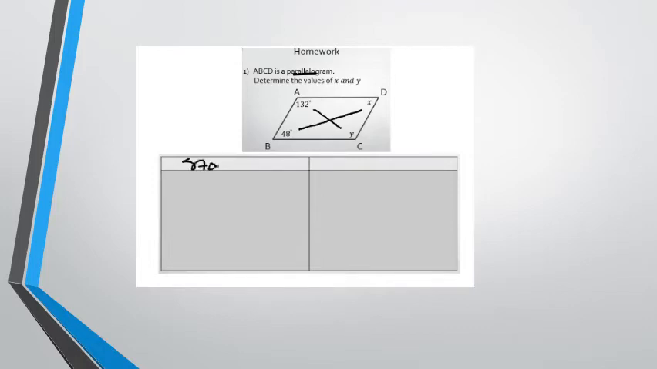Statement and reason. And then I'm going to start by saying that angle A must be equal to y, must then be equal to 132 degrees. And my reason for that, of course, is opposite angles of a parallelogram. And I draw a line. Let's see if I can do it straight. Yes, it's okay. The next one again is for the x.